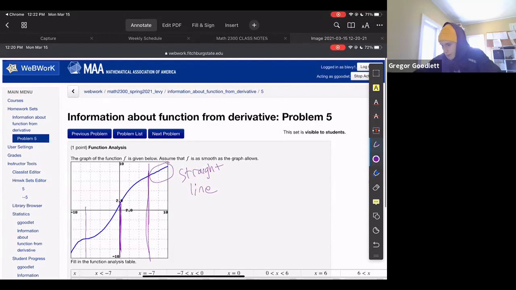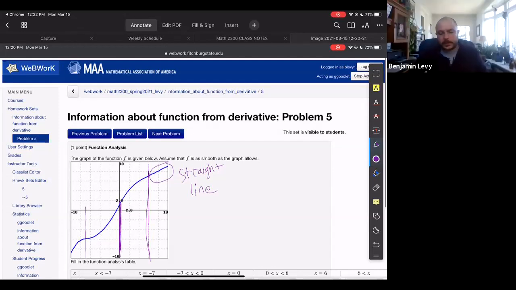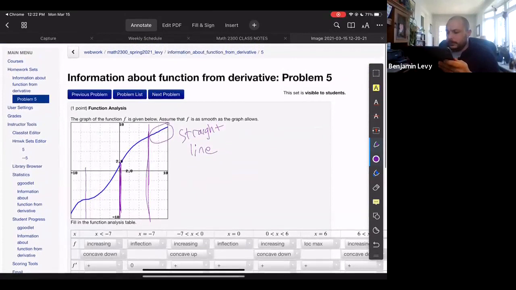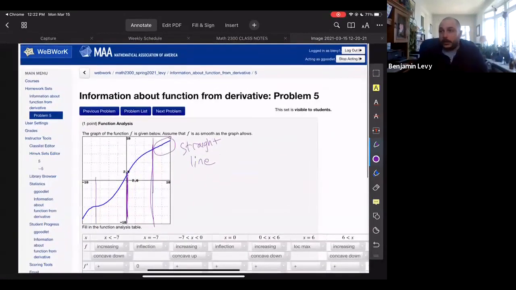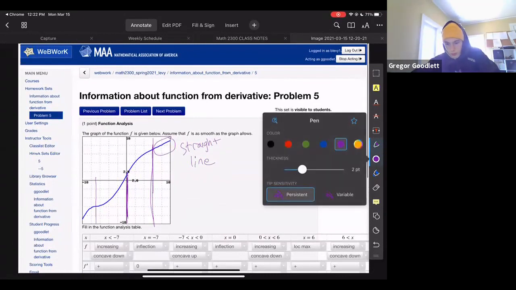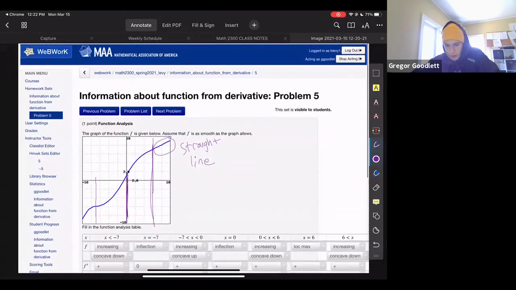But what I'm seeing from the answers is that constant, then 1, 2, 3, 4. So that's a straight line. So that'll help us clarify that. Okay. Do you want to just go through one by one? Yeah, sure. So starting at x less than -7, it looks like it's increasing. Then it hits that inflection point. It flattens out. Then it's increasing again. Then it hits another inflection point.